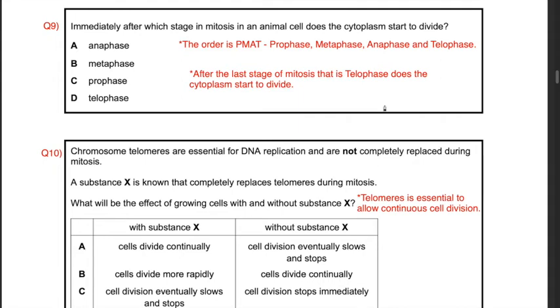Question 9. Immediately after which stage in mitosis in an animal cell does the cytoplasm start to divide? The order of mitosis is known as PMAT: prophase, metaphase, anaphase, and telophase. The cytoplasm starts to divide after the last stage of mitosis, that is telophase, because cytoplasm division occurs in the stage known as cytokinesis, hence immediately after telophase. Therefore, the answer is D, telophase.